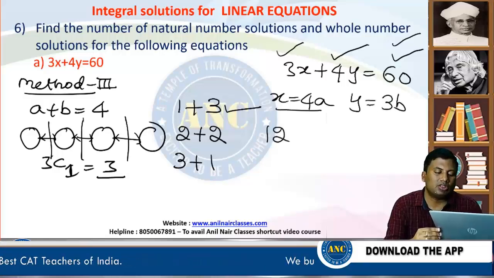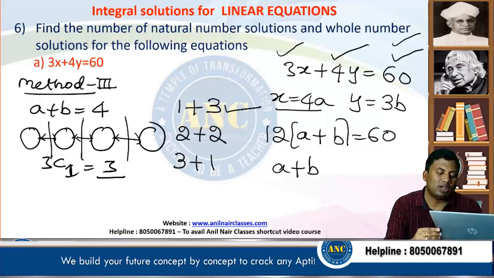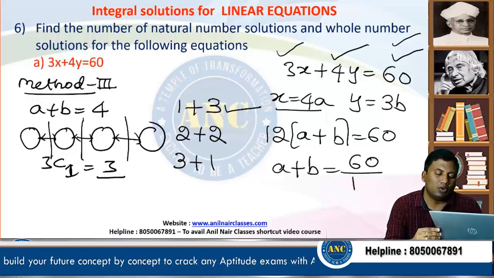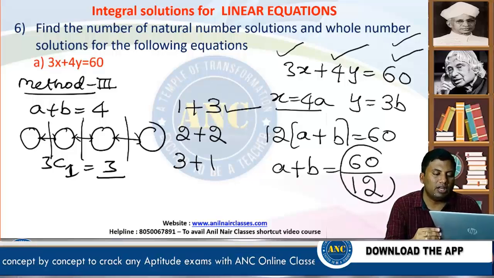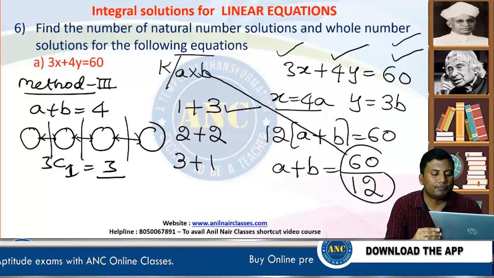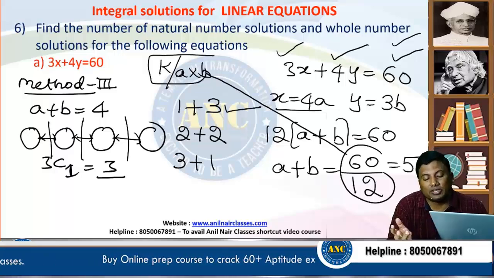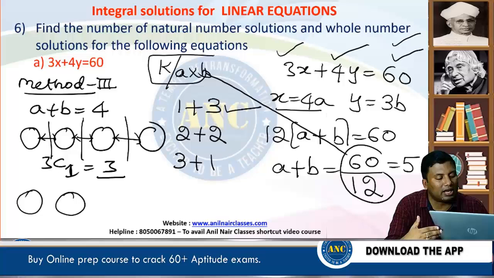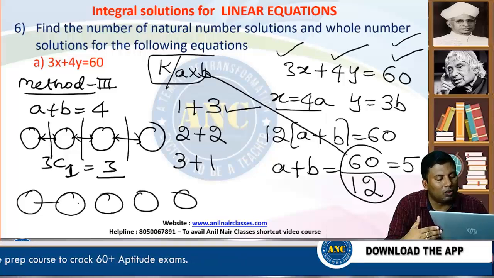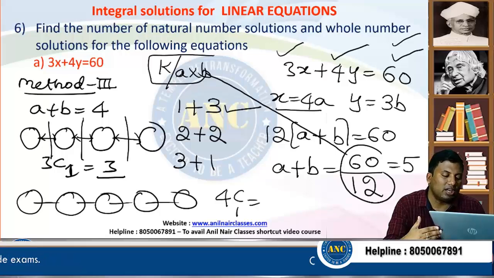So this is nothing but 12(a + b) = 60. a + b is nothing but 60 by 12. 60 by 12 is nothing but k by a into b. 60 by 12 is 5. 5 gaps are there. If 5 balls are kept in a number line, how many gaps are there? 4 gaps are there. 4C1 is 4.